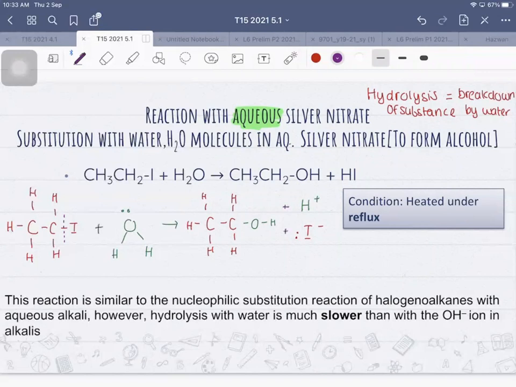This reaction is similar to the nucleophilic substitution reaction of halogenoalkanes with aqueous alkali. This was the very first reaction that we saw, with hydroxide ion as your nucleophile, and the source would be sodium hydroxide or potassium hydroxide. The only difference is that the reaction with hydroxide ion is faster compared to the reaction with water. Both of them will give you the same product, which is an alcohol. So this means that hydroxide is a stronger nucleophile compared to water.